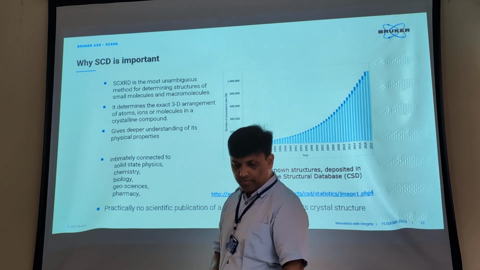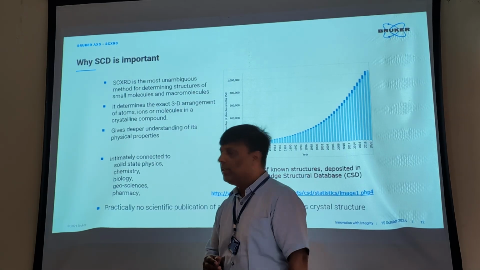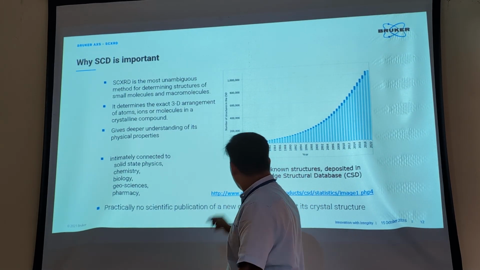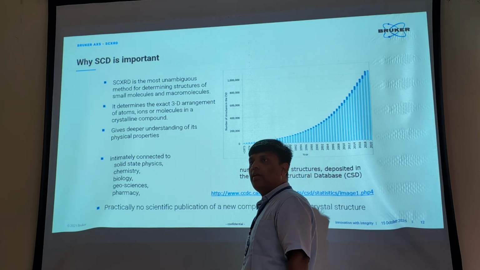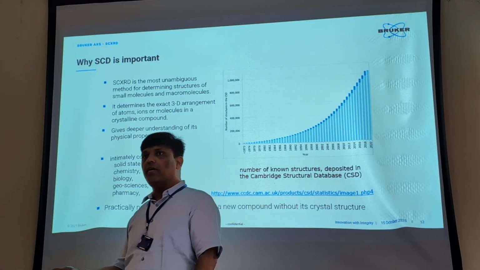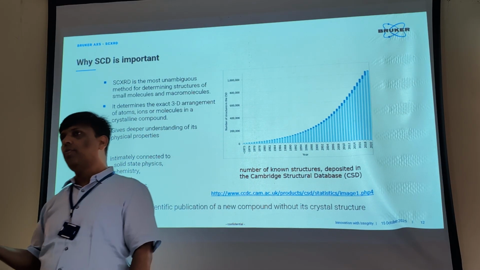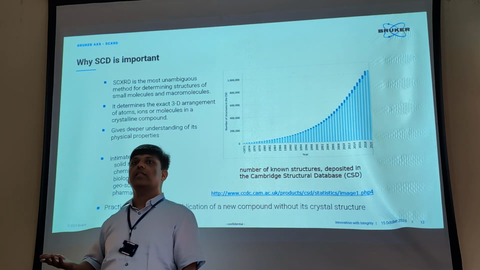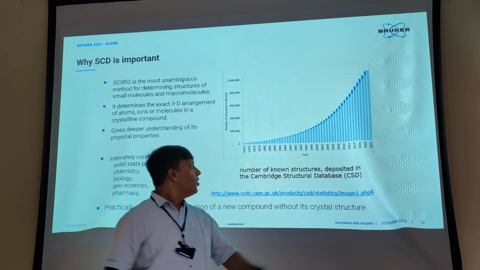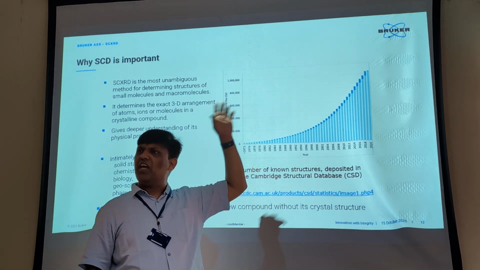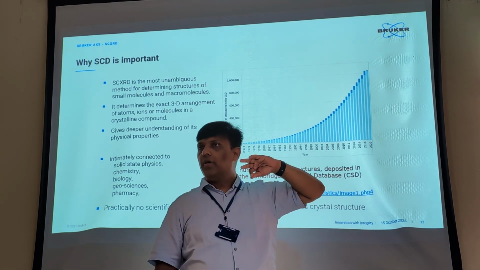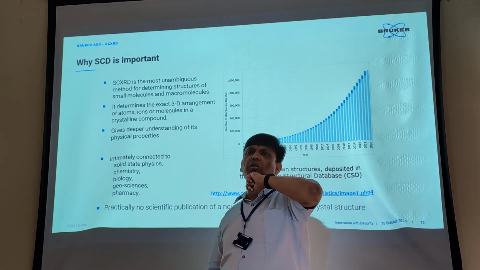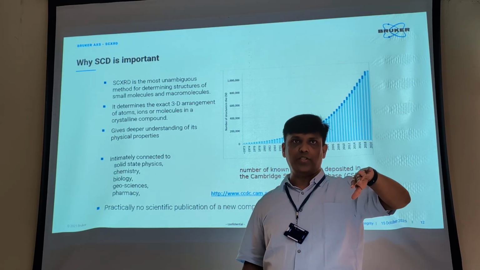Okay, so just to encourage you, you can see the number of structures published over the years. There is an exponential growth, thanks to all the chemists and other researchers who prepare new samples, and thanks to all the diffractometers, which make life easier to get the structure. You can see there is an exponential growth every year, every month. You can see a lot of structures are getting published.